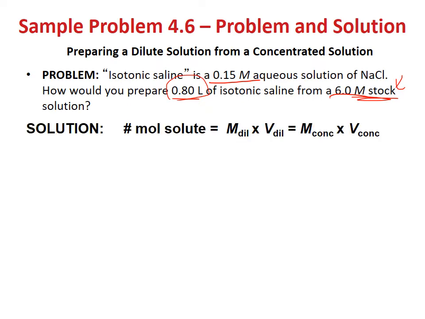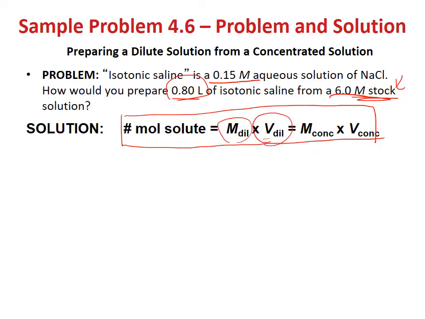So you must remember this equation. The number of moles of the solute before and after dilution is the same. The number of moles of the solute is calculated by the volume times molarity. This is after dilution. This is before dilution, the concentrated solution. Before and after, they have the same number of moles.